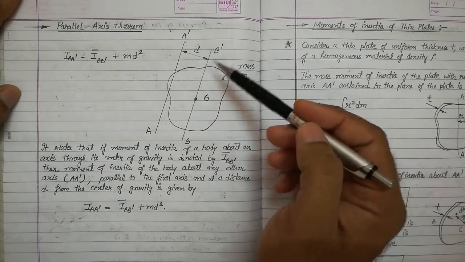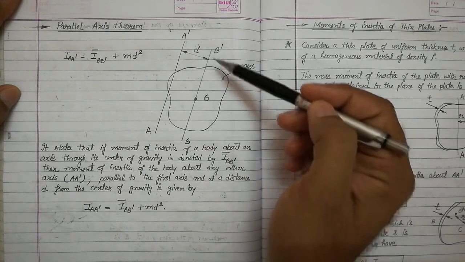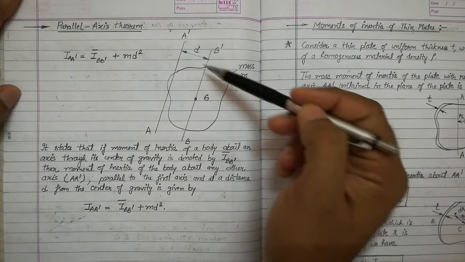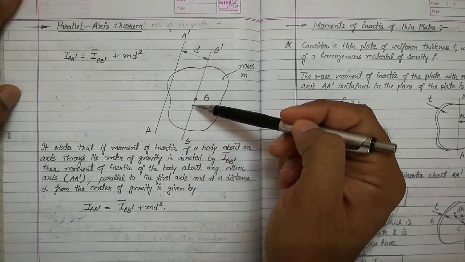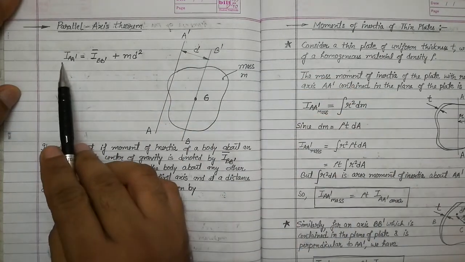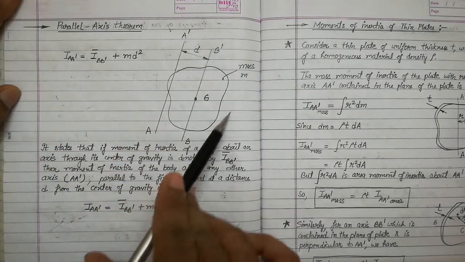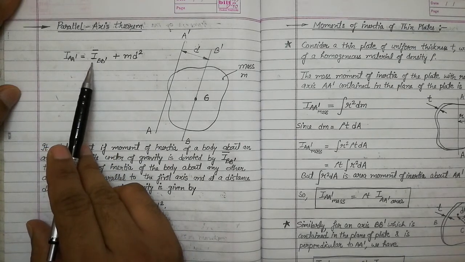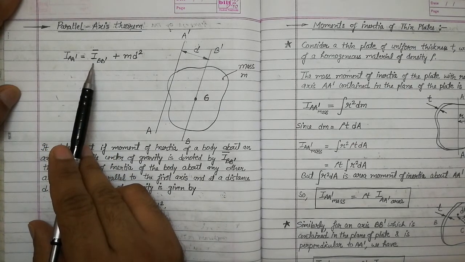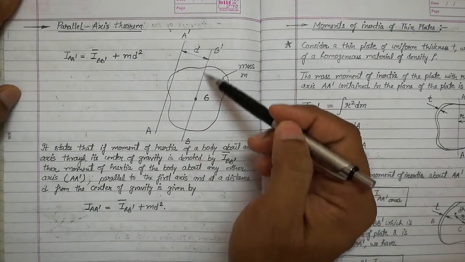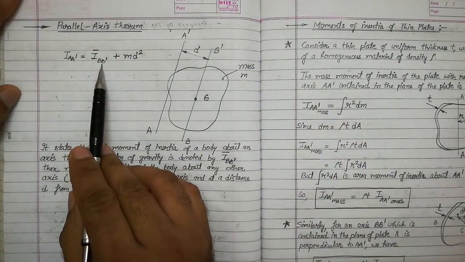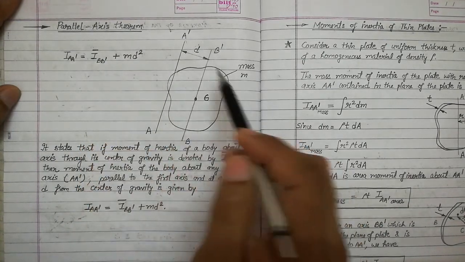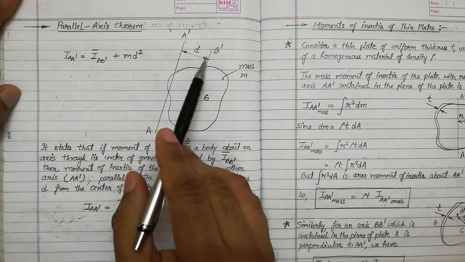So if I know the moment of inertia of this body along its own centroidal axis, then I can easily find its moment of inertia about any other axis parallel to the centroidal axis by this equation. The moment of inertia of the body about a dash is equal to the moment of inertia about its centroidal axis, I bar b dash, plus m d square, where m is the mass of the body and d is the distance between those two axes.